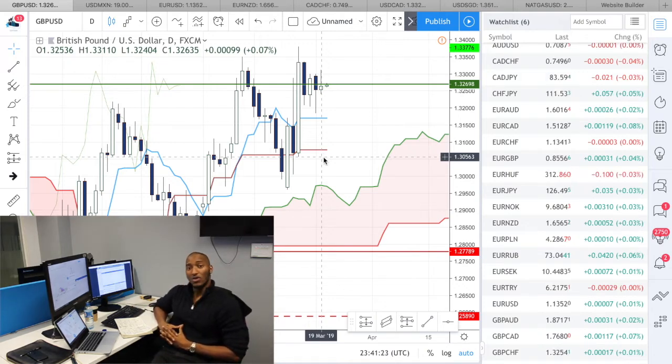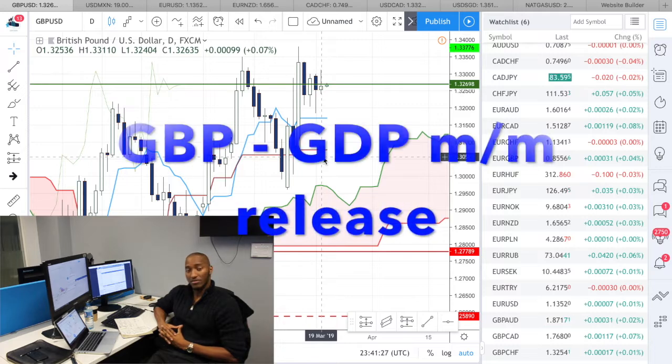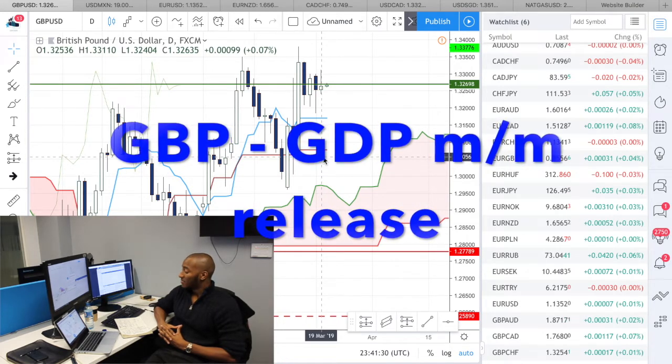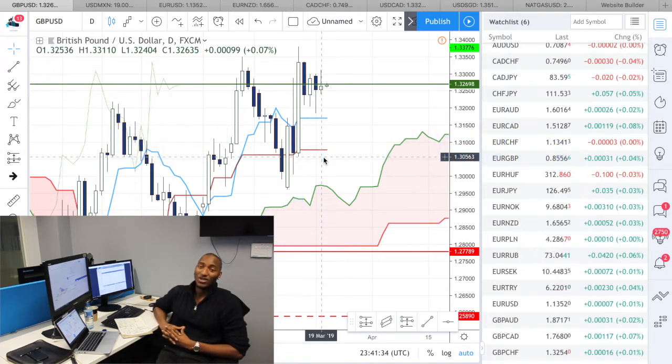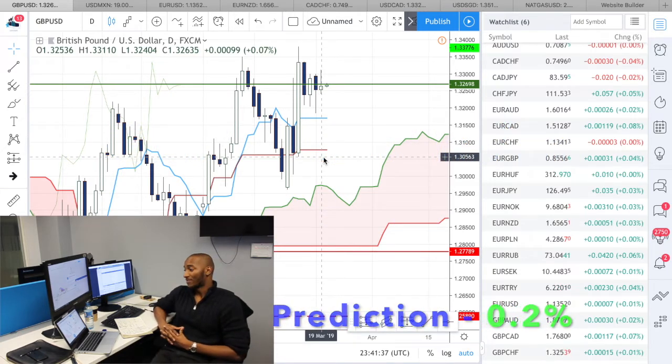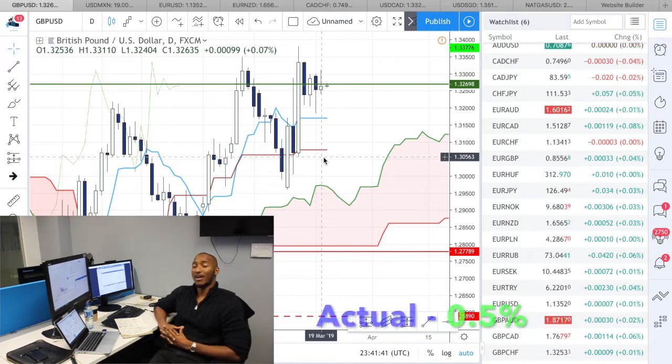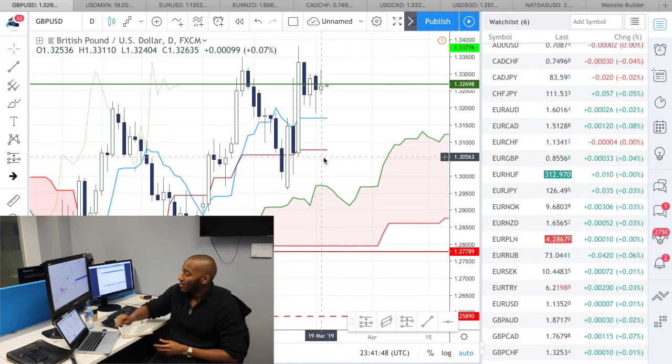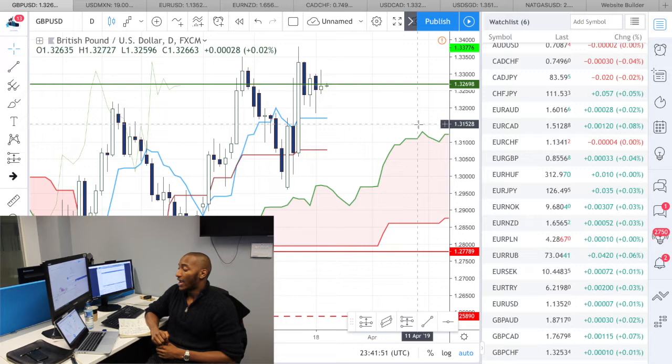On Tuesday, there was a GDP release for the British pound. It was predicted to be 0.2%. However, we did see that it was actually 0.5%. This was quite a lot greater than what was expected, and for this reason, there was also a relative effect on the price of the pound. Although these reactions do have an effect, they normally aren't long term because these figures are released every month. So please bear that in mind.